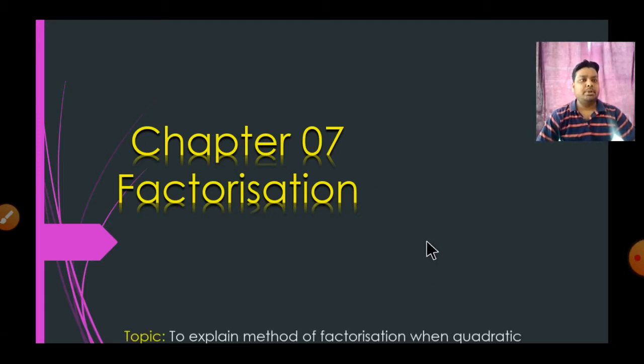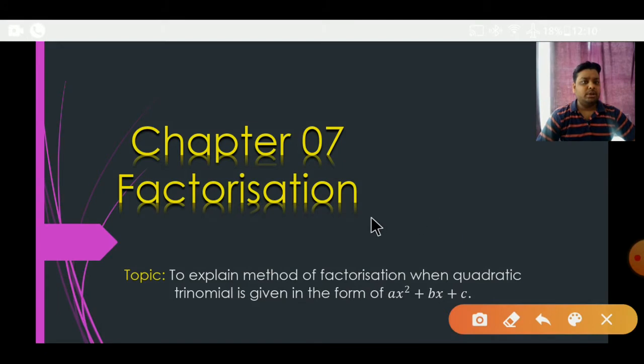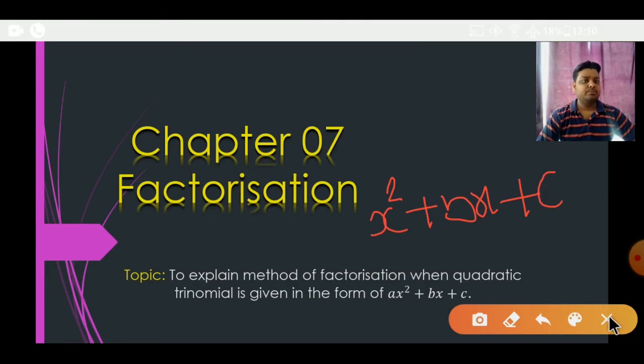Today's topic is to explain the method of factorization when a quadratic trinomial is given in the form of ax square plus bx plus c. In the previous class, we discussed a trinomial given in the form of x square plus bx plus c, where the coefficient of x square was 1, but now here we have a coefficient a. Okay, so let's see.